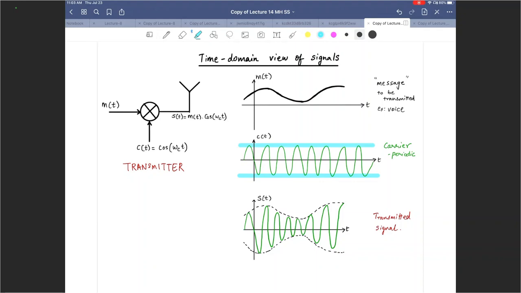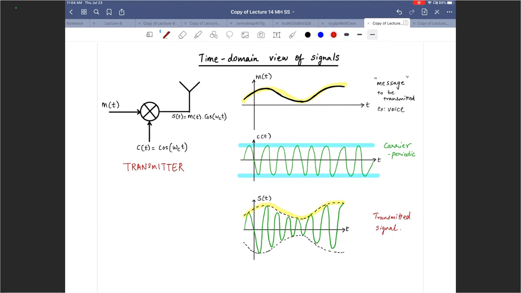But now, once you multiply these two together, it started changing. Amplitude got changed depending on the message signal. So this is what we mean by amplitude modulation: change the amplitude of the carrier signal depending on the message. So where is the information? Information is in the envelope of the carrier.